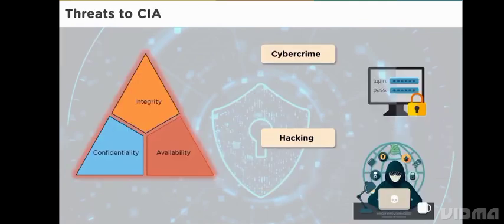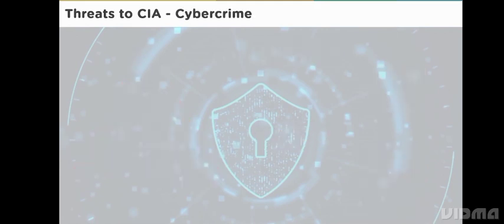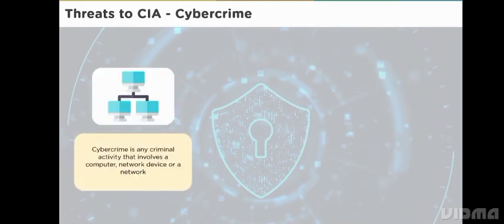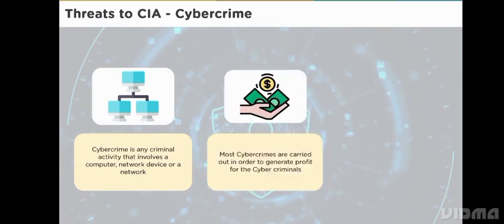Now, when we talk about threats to CIA, the confidentiality, integrity, and availability, we talk about them in two different parameters, cybercrime and hacking. So, what is cybercrime? Cybercrime is any criminal activity or any unauthorized activity that involves the usage of a computing device and results in a security incident at the victim's end. Most cybercrimes are carried out in order to profit from them. Criminals would try to do phishing attacks to steal your money out of your bank accounts, or would try to con you into giving out your credentials, thus compromising your email accounts or your social media accounts, and try to gain access to your identity.